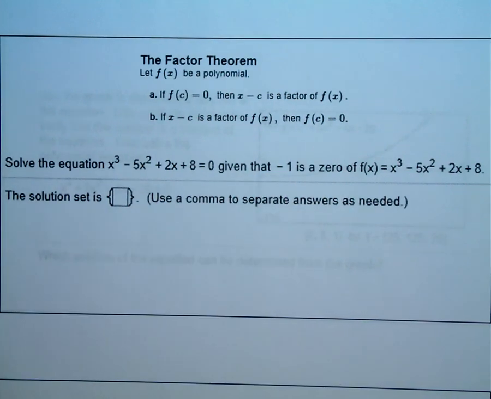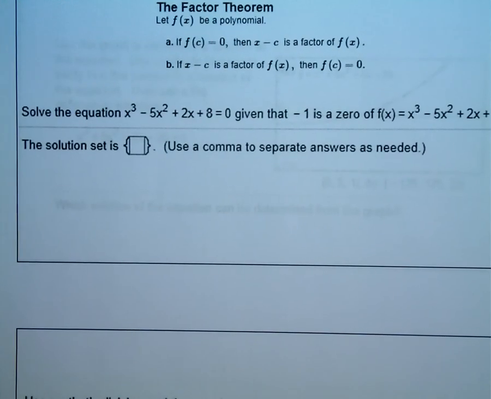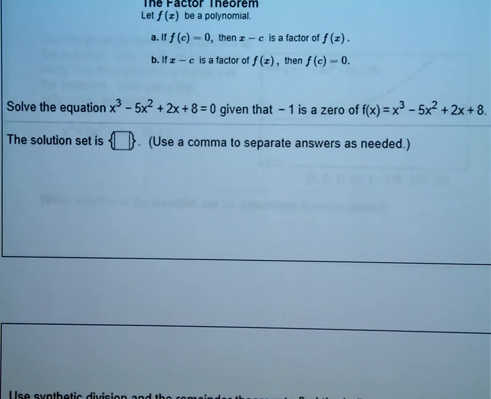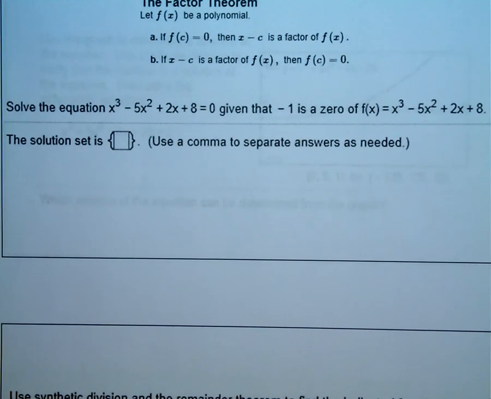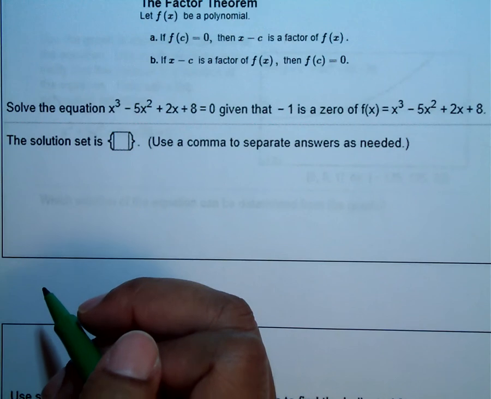So let's see. If when I do it my remainder is 0, whatever I have left is the other factor of this polynomial or this equation. So let's do synthetic division.